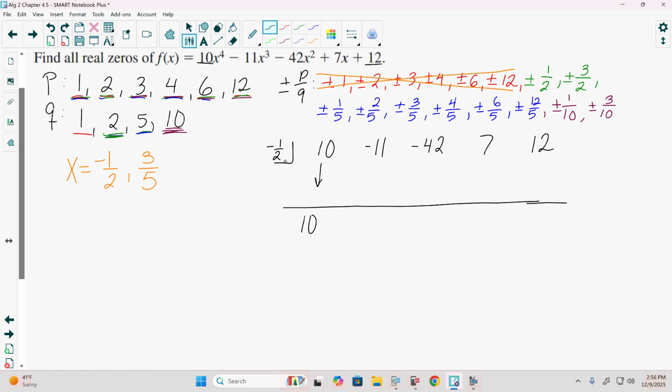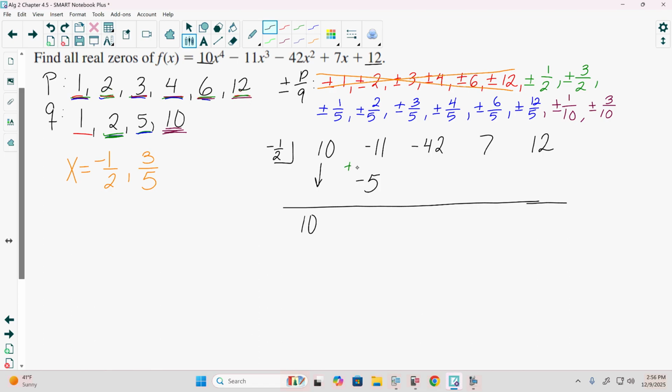We're going to bring the 10 down and we're going to start synthetic division. It doesn't matter if we use 1/2 or negative 1/2 or 3/5. We just got to pick one of them and do it first. Now, this multiplication addition step, if you need the calculator to do it, use it. Negative 1/2 times 10 is negative 5.